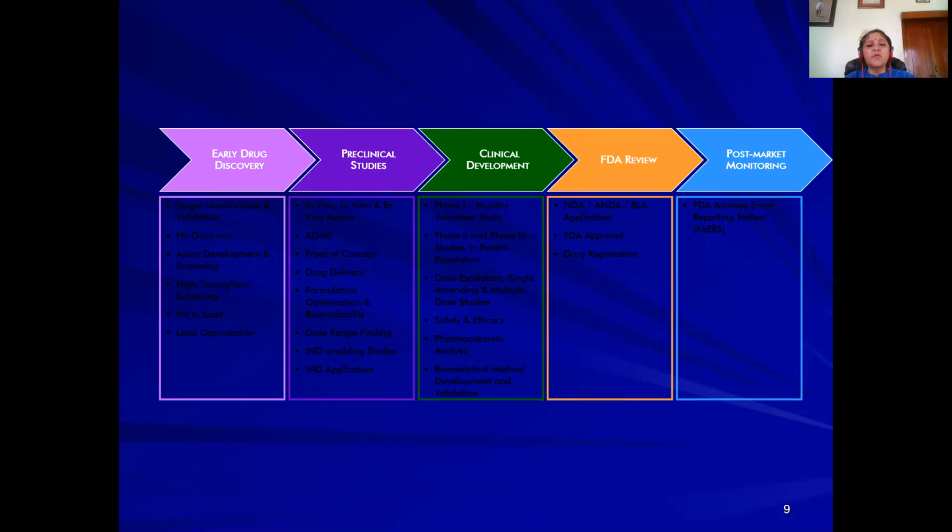This is just to give you the picture of the drug development. You have the different stages: early drug discovery, preclinical studies, clinical development, FDA review, post-marketing monitoring. In the first three stages, that is early drug discovery, preclinical studies, as well as clinical development, there is a role of pharmacokinetics.